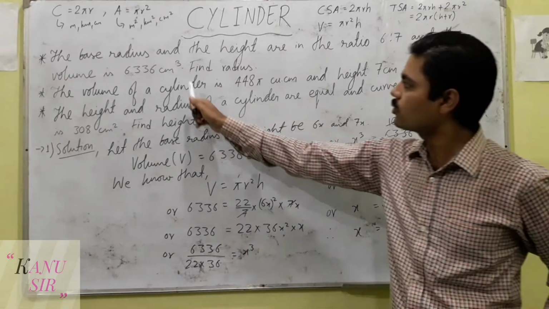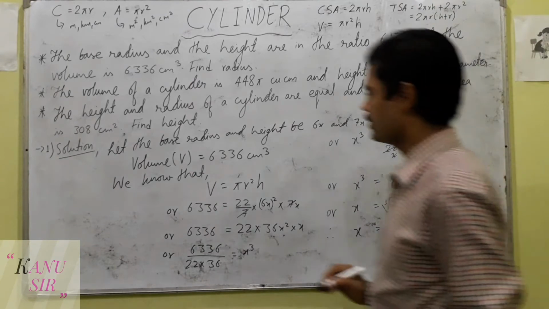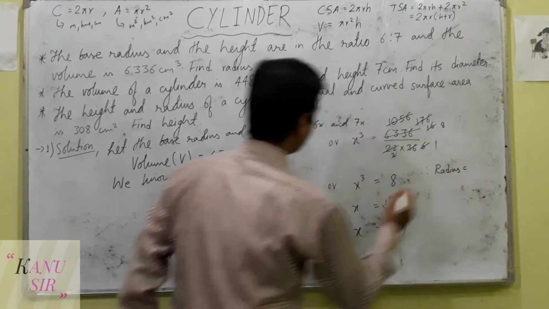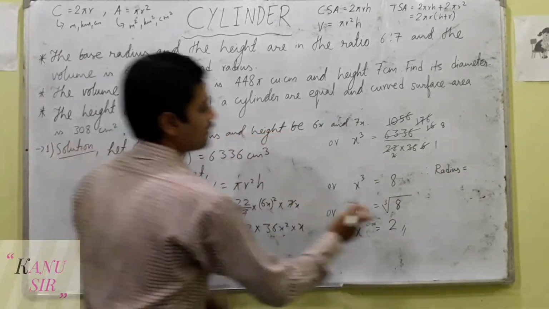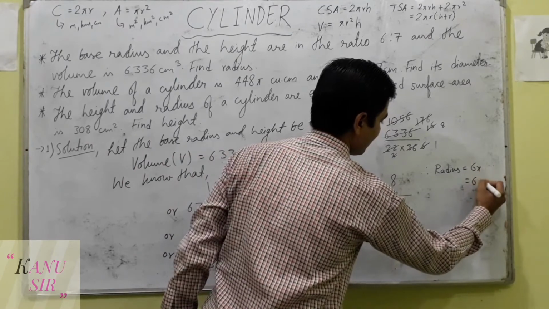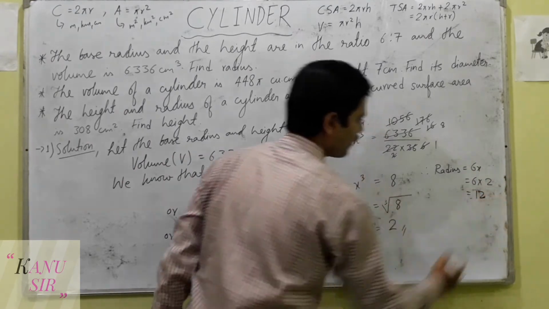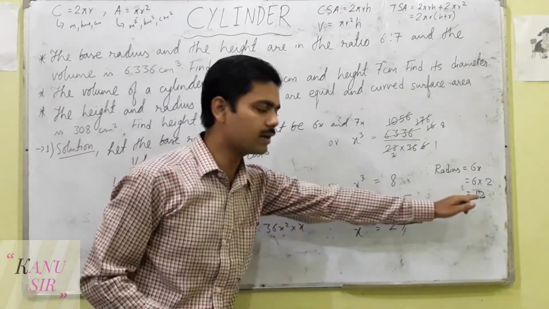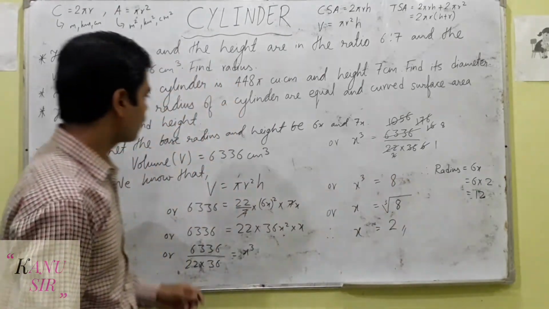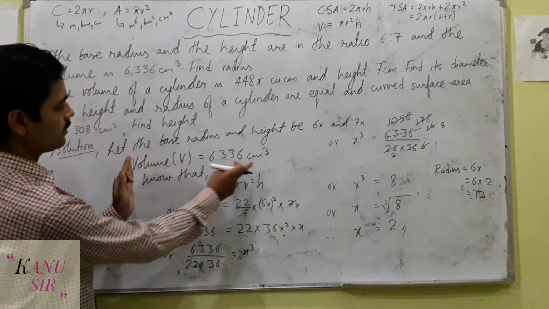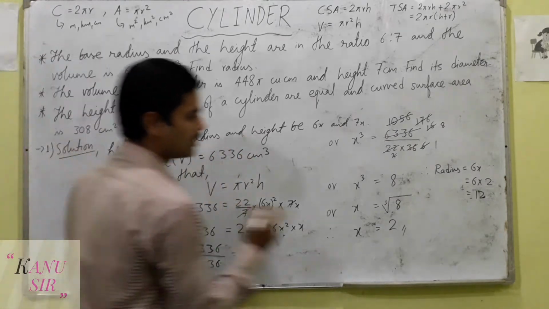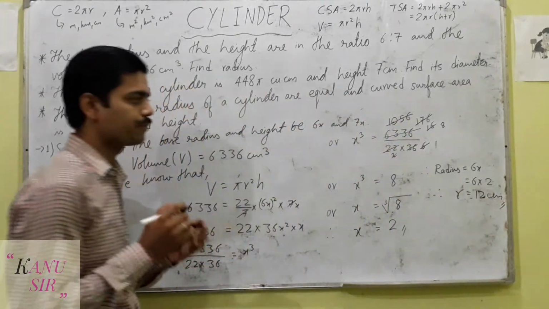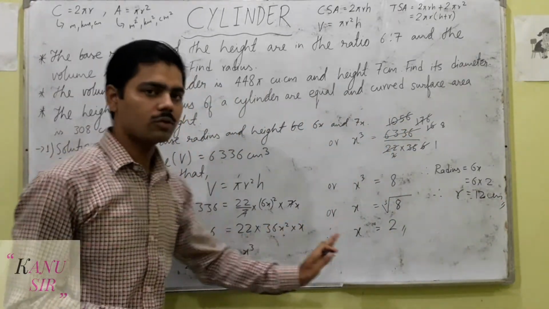But we are asked to find the radius. Therefore, radius. What is the radius? The base radius is 6x. So write here 6x. 6 into 2, that is 12. But we need to write the unit. The problem we always get is that we don't write the unit here, or we write the wrong unit. So what is the unit here in the question? Centimeter cube. So the centimeter is the unit. 12 centimeter. Therefore small r, that is 12 centimeter. So this is the solution of one question.